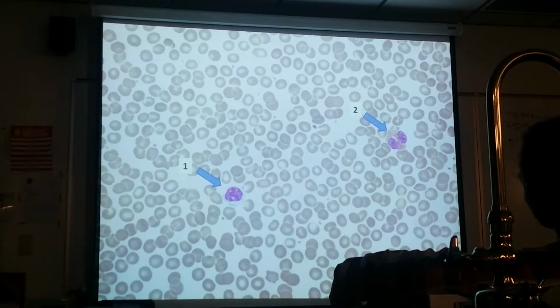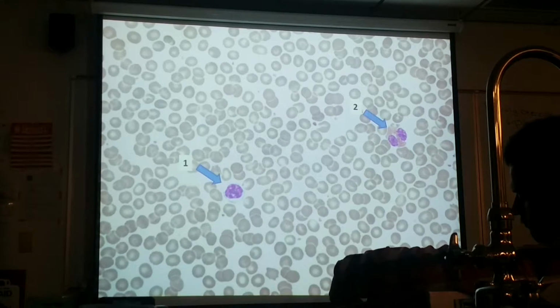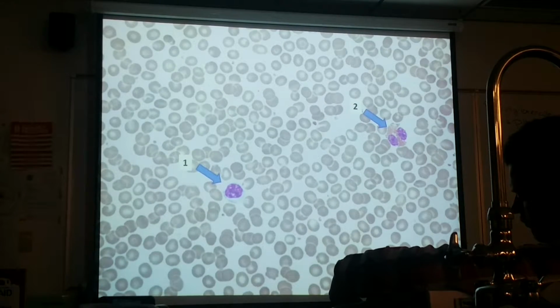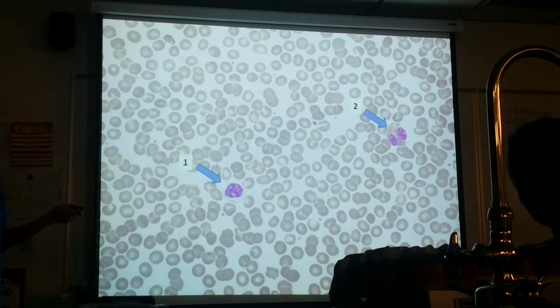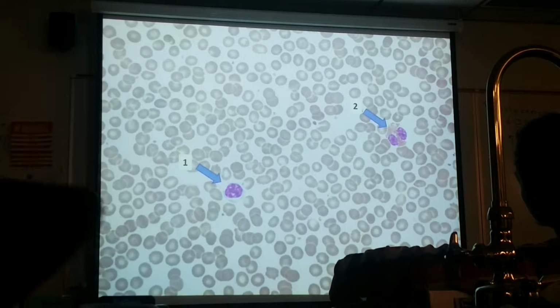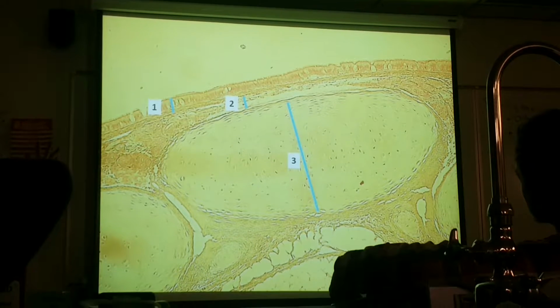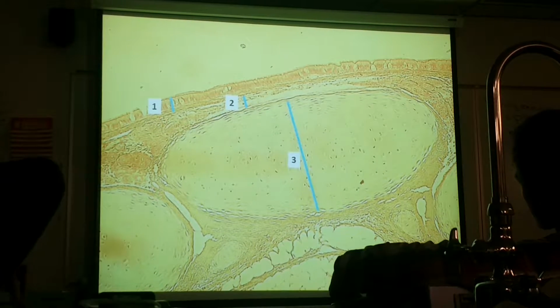Okay, number 1, lymphocyte. Lymphocytes look like monocytes, except monocytes have that kidney-shaped nucleus. Number 2, 2-lobe, red granules. Again, it's an eosinophil. So I'm going to move away from blood, and now we're going to get into respiratory. This is trachea.